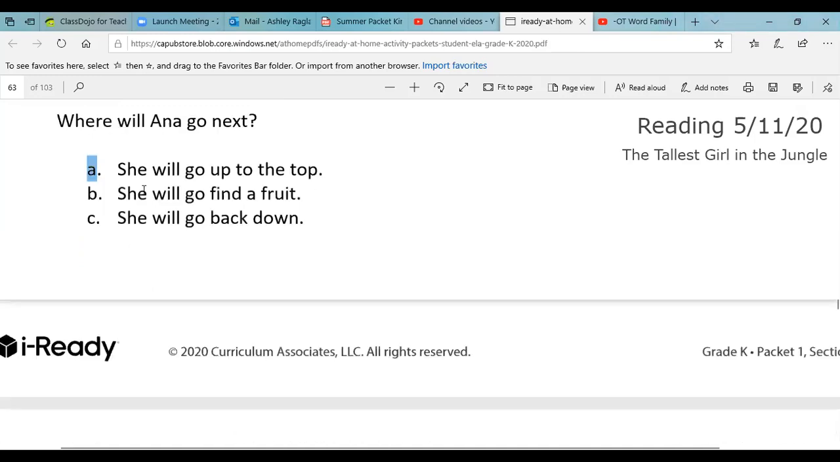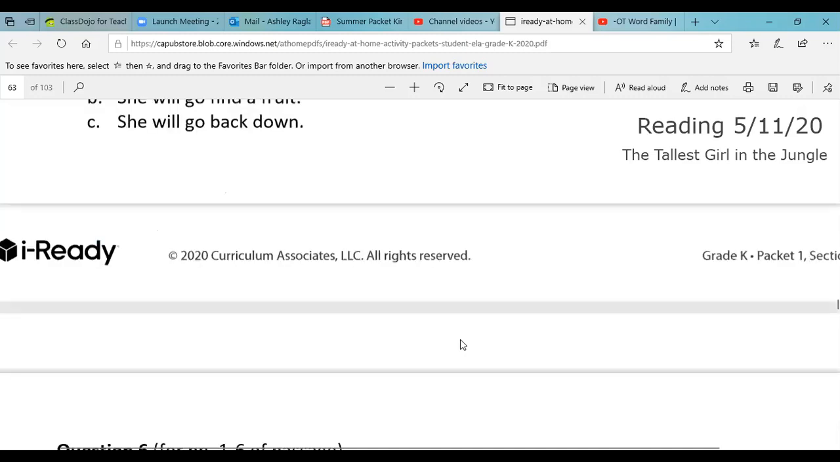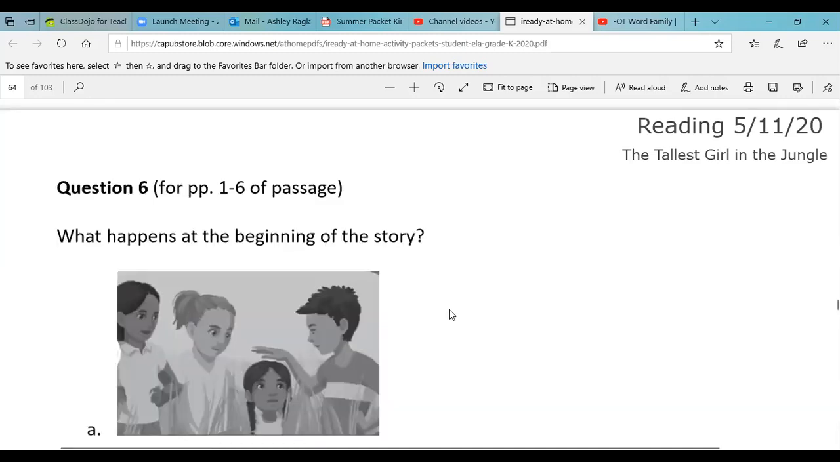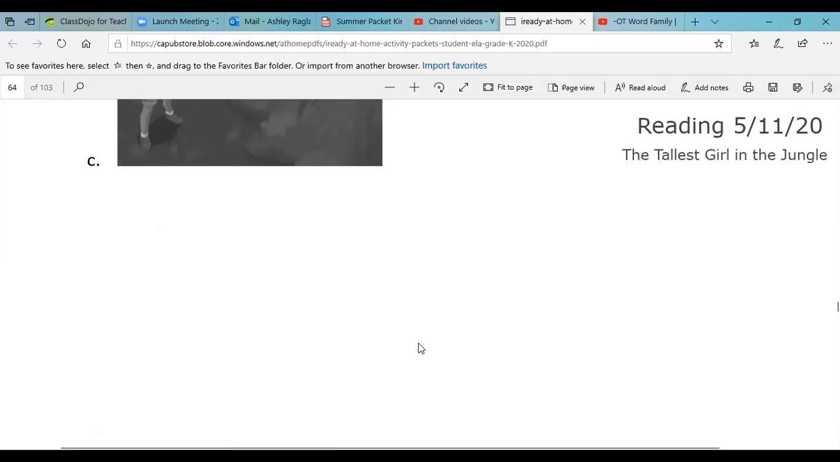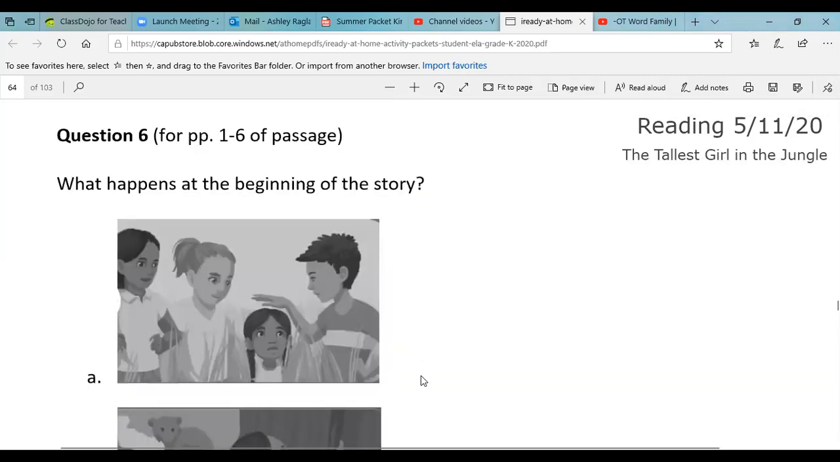All right, so we're done with 5. We put A next to 5. And now we're on number 6. So write a number 6 on your paper. This is our last problem. So let's think. For number 6, it's asking us, what happens at the beginning of the story?